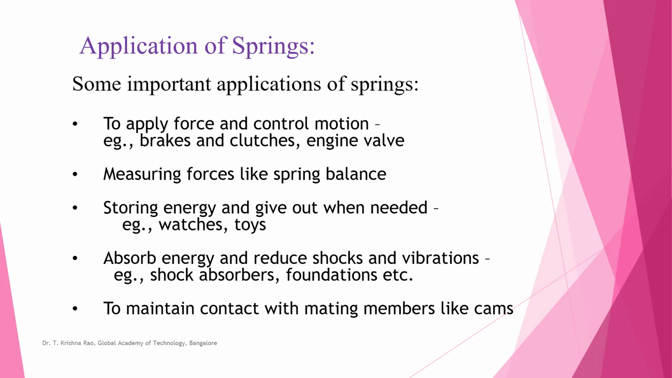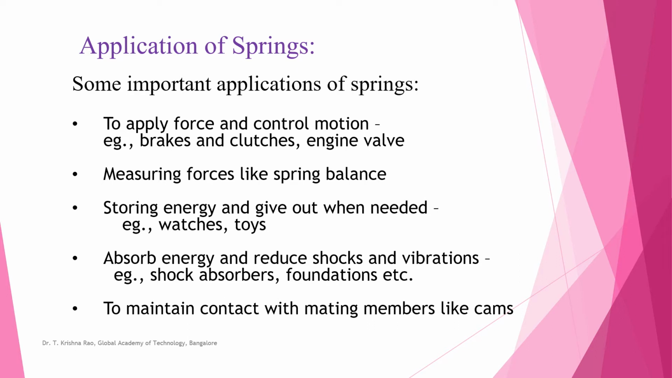Storing energy and giving it out whenever needed. For example, watches and toys: we wind the spring and release it, so the toy works, the watch works. There is a torsion spring inside that. Absorbing energy and reducing shocks, like in automobiles where we have shock absorbers surrounded by springs. In two-wheelers, the backside springs are put along the shock absorber, and in buses and trucks there are laminated springs to absorb the shock.